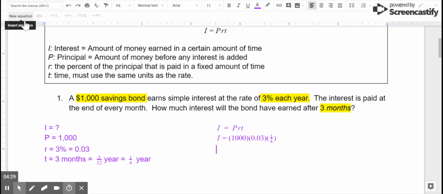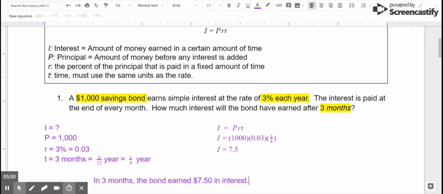Next step would be to multiply these values together. So take your calculator and multiply these 3 numbers together. When I multiplied these numbers together on my calculator, I got 7.5. So let's talk about what that means. It means that in 3 months, the bond earned $7.50 in interest.